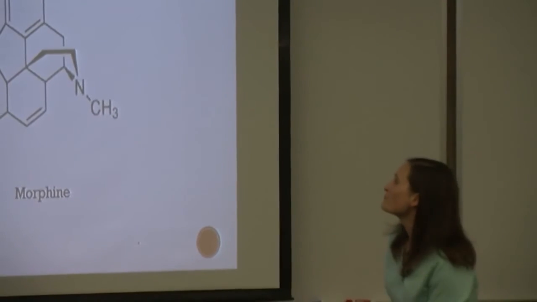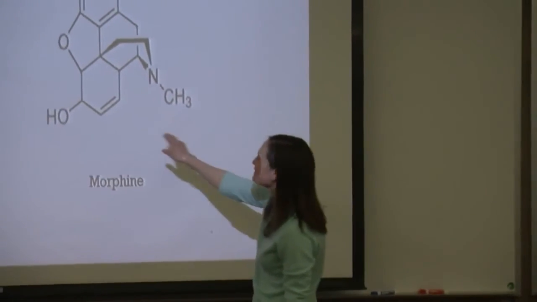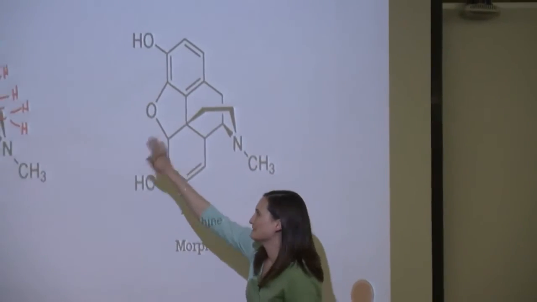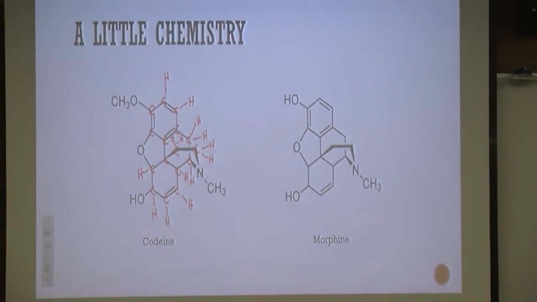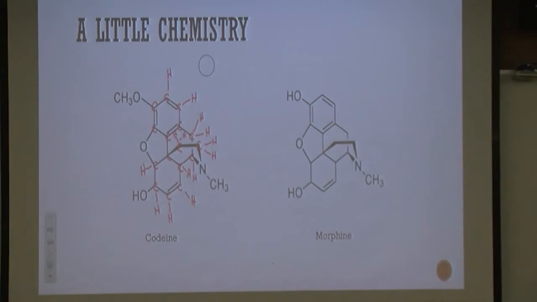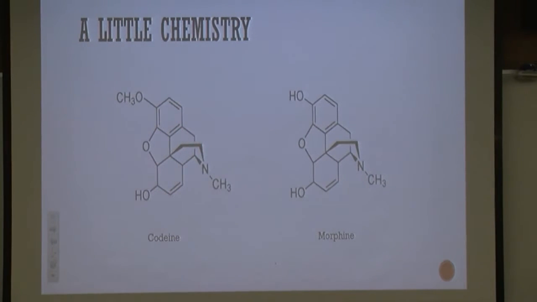All right, one more thing I wanted to point out. Codeine and morphine are both opiates. Let me erase all my carbons here, they're kind of in the way. They have very similar structures. There's only a couple atoms different. Can you tell where they are? Yeah, up at the top.